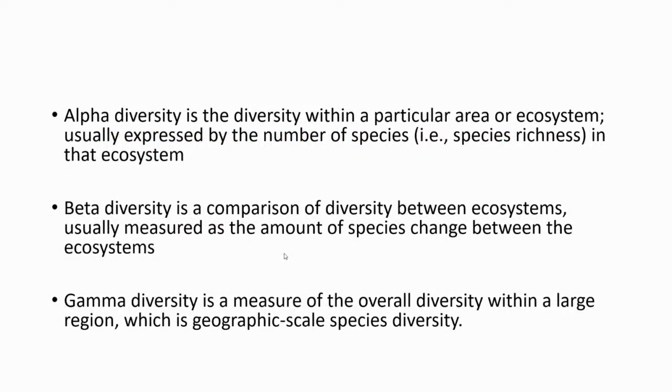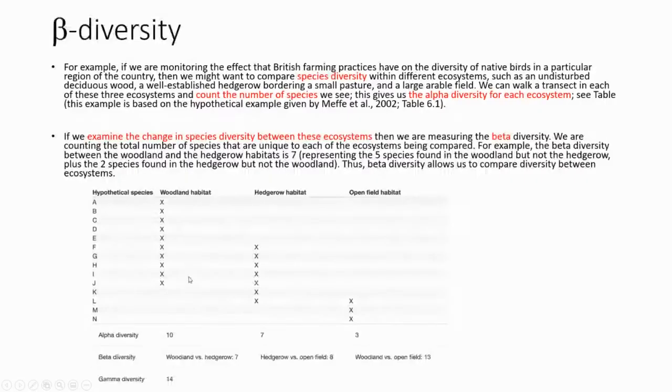Alpha diversity is the diversity within a particular area of an ecosystem, expressed by the number of species in that ecosystem. And beta is a comparison of diversity between ecosystems, so it measures the amount of species change between the ecosystems. That's why woodland versus hedgerow is 7, because these 5 and these 2 are different from these 2 ecosystems. So the diversity here is 7.